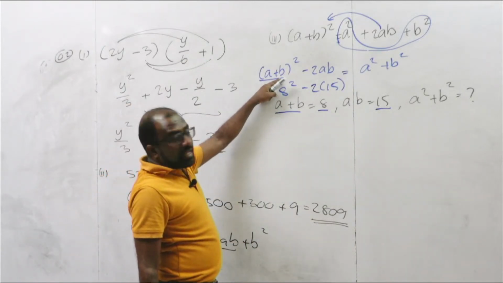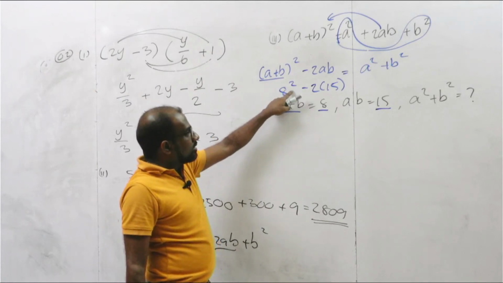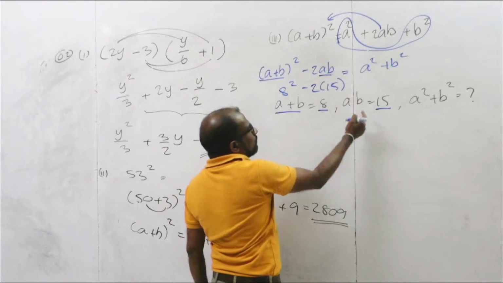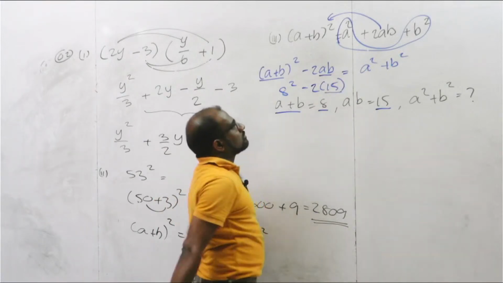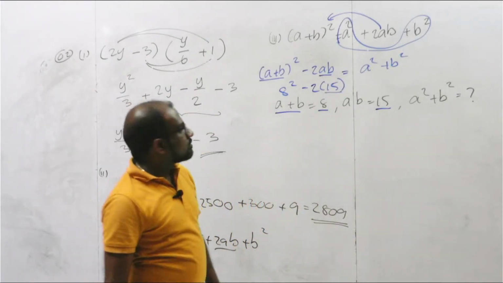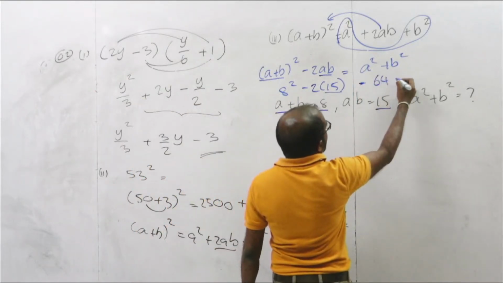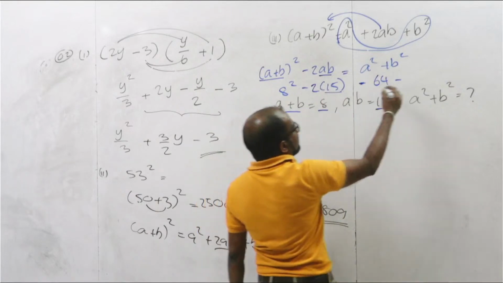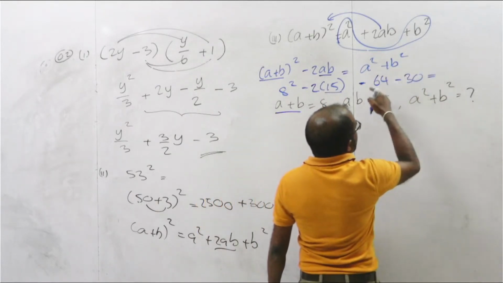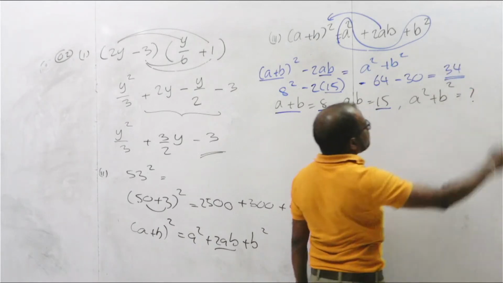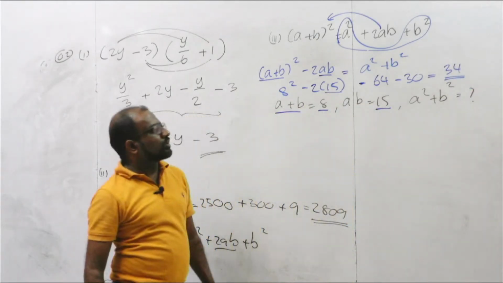a plus b is 8, so that is 8 squared minus 2ab. ab is 15. So what is the answer? 8 squared, 64, subtract 2 times 15, 30. 64 minus 30. What is the answer? 34. That's it. Okay, that's the answer.